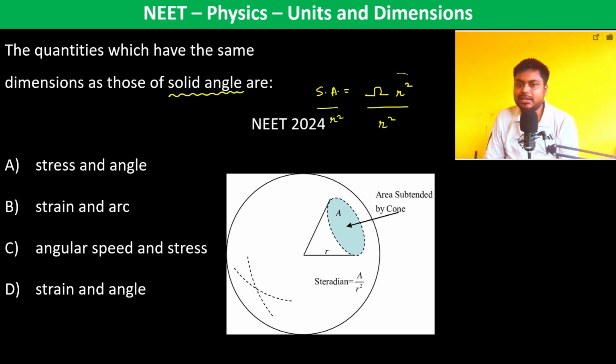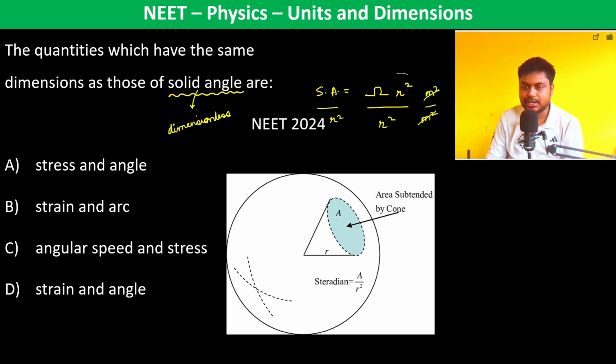So the solid angle, again, is a ratio. Therefore solid angle is dimensionless because it is a ratio. Here also we can see it like meter square by meter square, so they get cancelled. So it is a dimensionless quantity. Now we have to see which are dimensionless quantities. The stress is force divided by area. So this is Newton per meter square. Therefore this option is not correct.